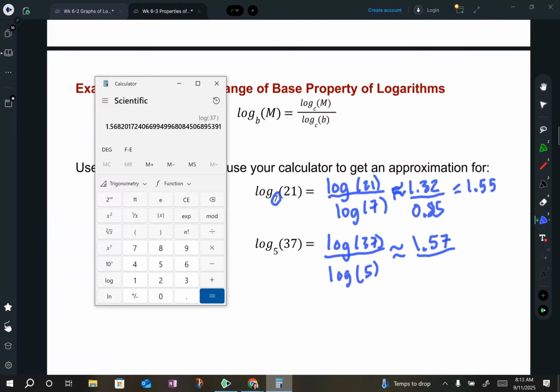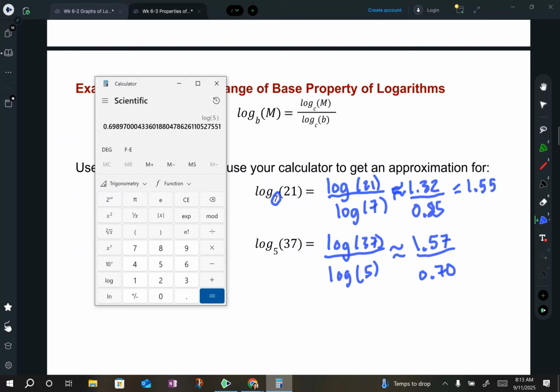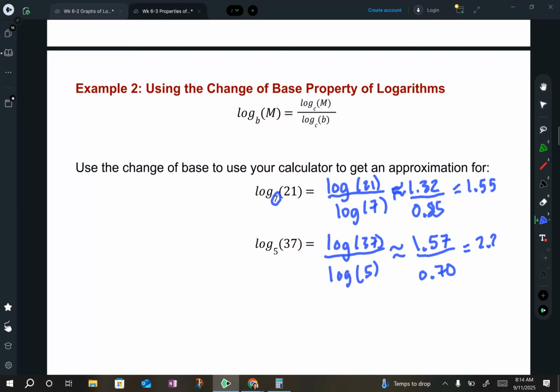And let's find log 5. And it's 0.70, rounded to 2 decimal places. So let's divide those two numbers. 1.57 divided by 0.7, which is 2.24. So you can use a change of base formula to find decimal approximations for logs other than base 10 or base e.